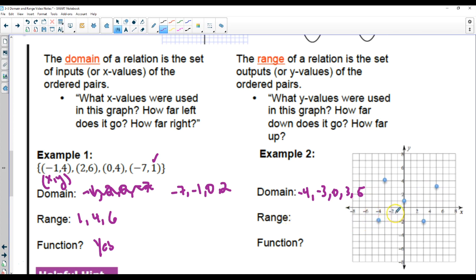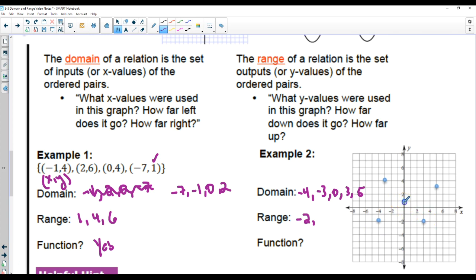All right, for the range, I'm going to do the same exercise, except I'm looking at my Y values. The range of these, I'm just going to start at the bottom and work my way up because I like to have it from least to greatest. So the lowest possible Y value I see is right here at -2. There are 2 of them, but again, I don't have to list that twice. I just list it the one time.